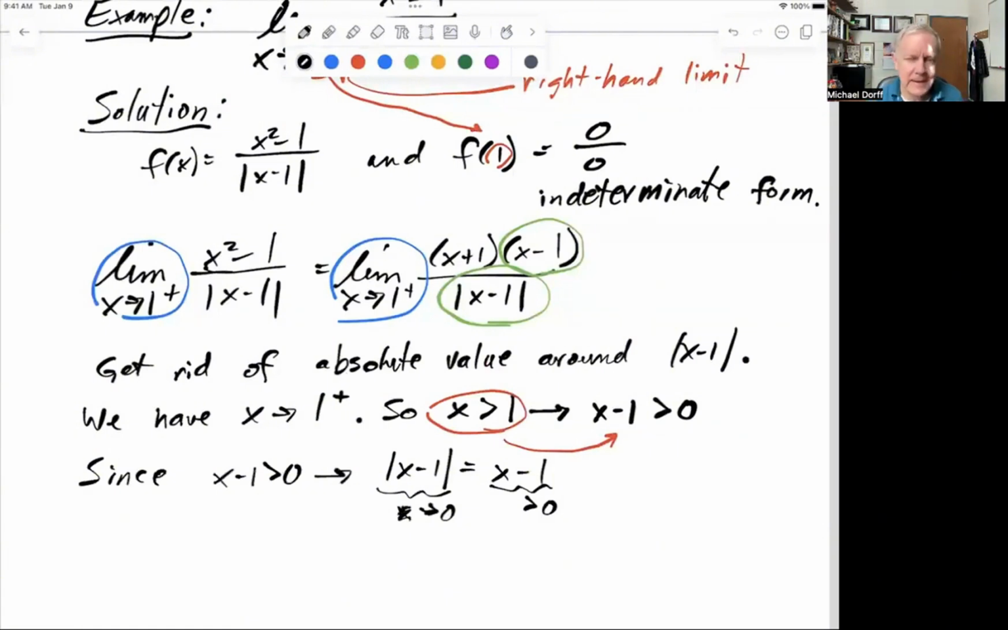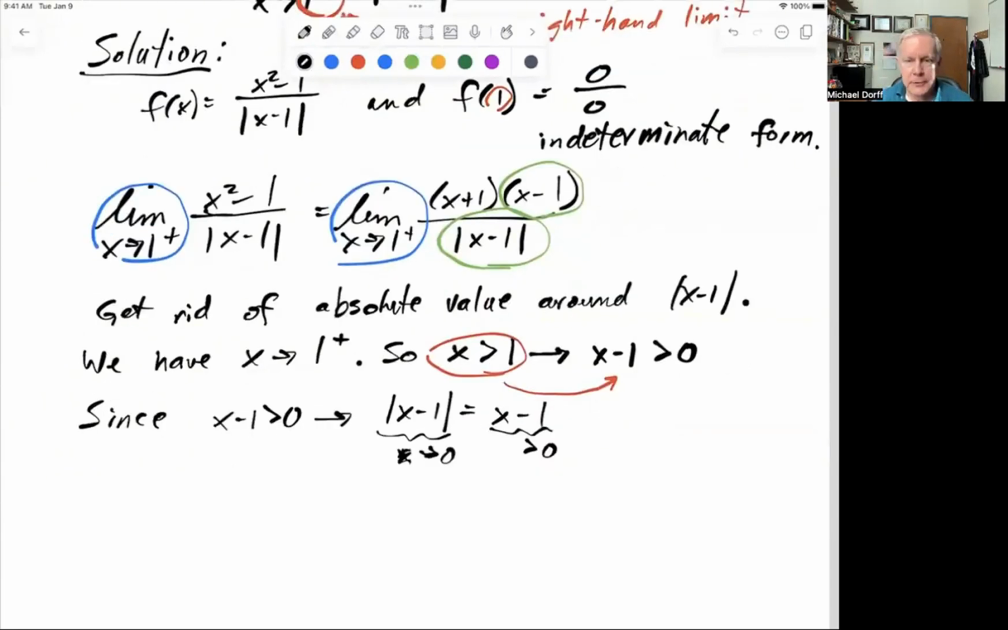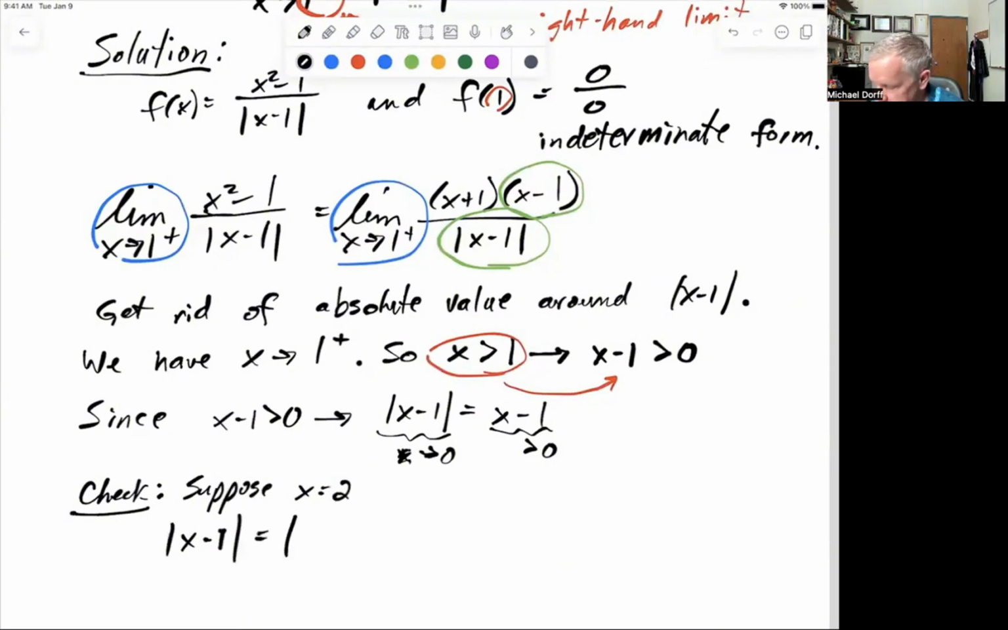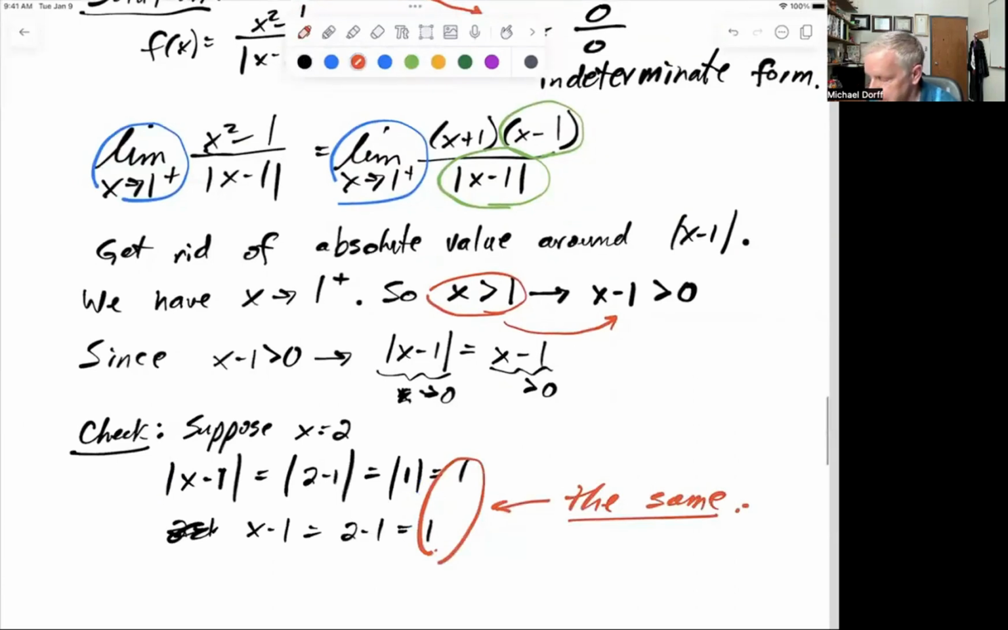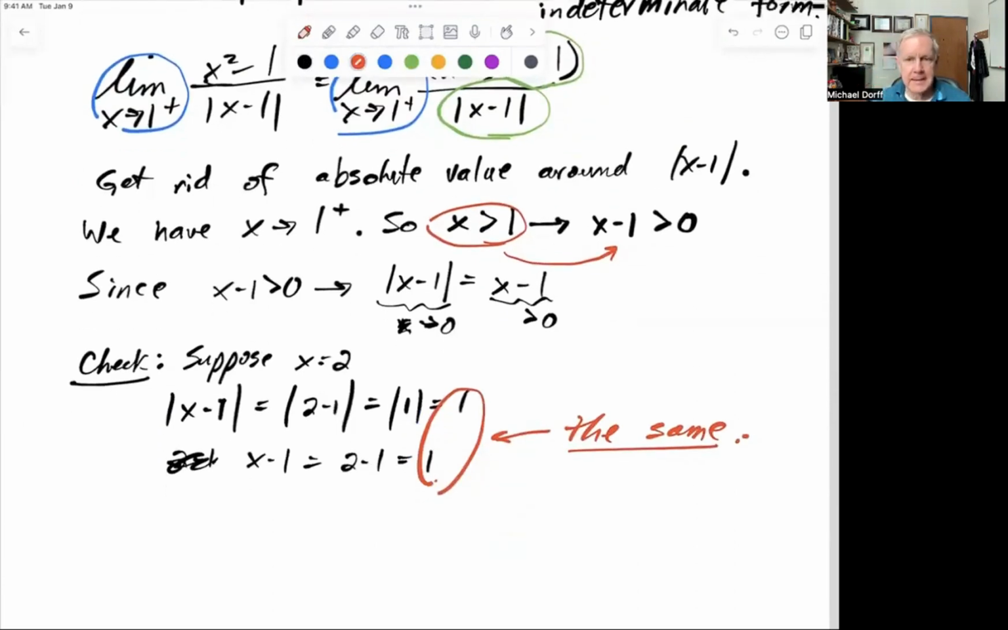If you have a hard time seeing that, let's just take a number. What's a number greater than 1? 2. If I do the absolute value of 2 minus 1, let's just do a little check here. Suppose x equals 2. So the absolute value of x minus 1 would be the absolute value of 2 minus 1, which would be the absolute value of 1, which is 1. And x minus 1 without the absolute value would be 2 minus 1, which equals 1. All right, these are the same. That's not a proof that this works, but that should convince you that this is right.